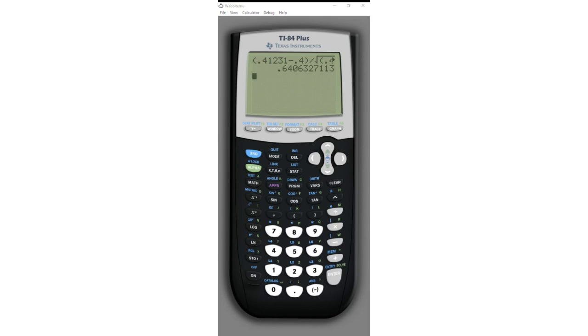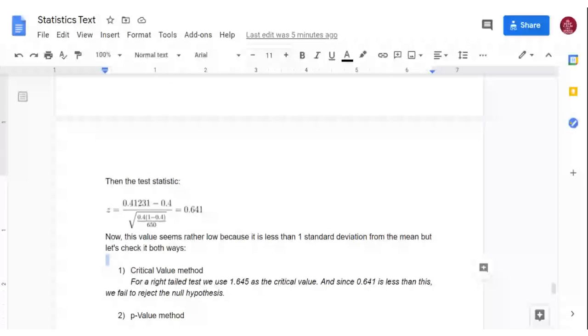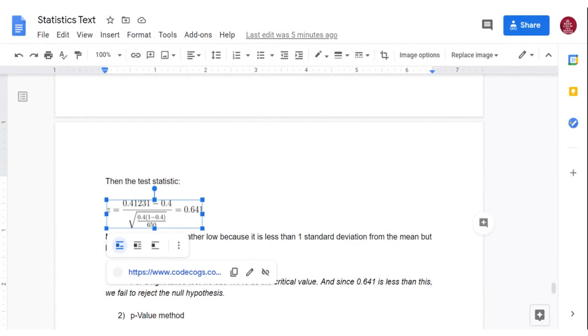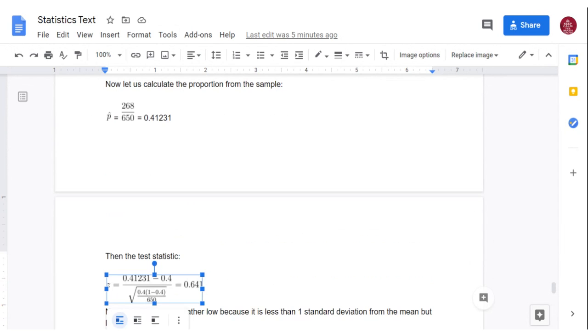Because if you don't put a parentheses around the numerator, then since division occurs first, the 0.4 only, or the negative 0.4, gets divided by whatever you got down there. So you got to make sure you do that numerator as one operation and then divide it by the square root.